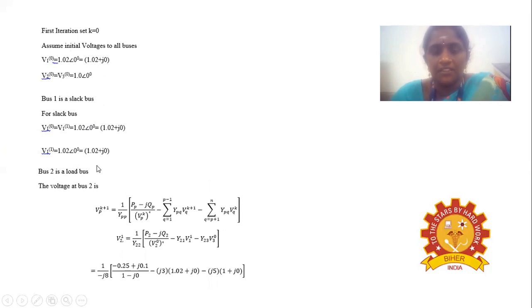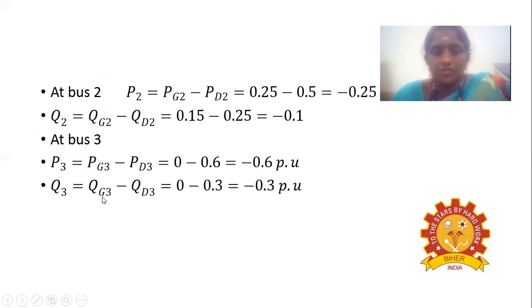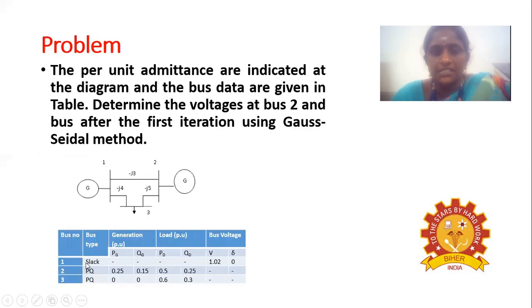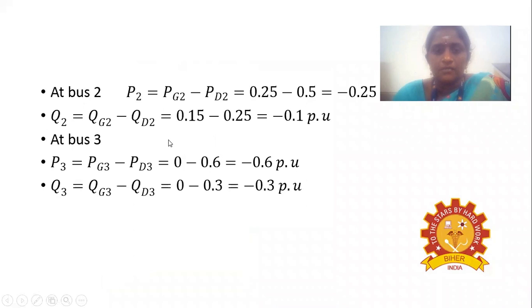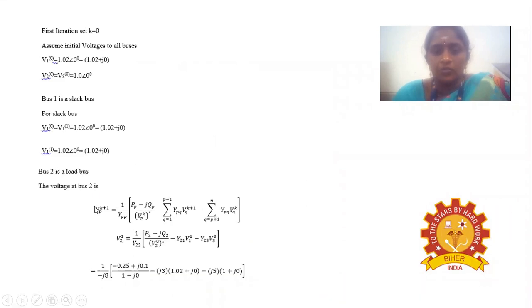The given values remain constant until the nth iteration. So V1 of 0 will be equal to V1 of 1, the same given value. Next, go to the second bus. The second bus is a PQ bus, which means a load bus. For a load bus, you can find the voltage magnitude and phase angle using this expression. So bus 2 is a load bus, and this expression you can use to find the voltage and phase angle.